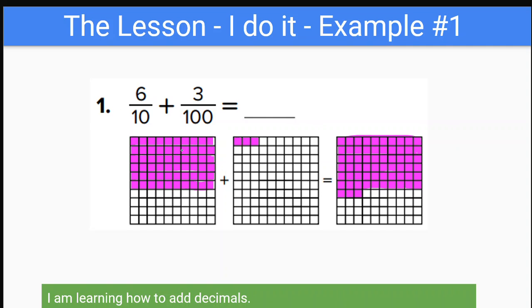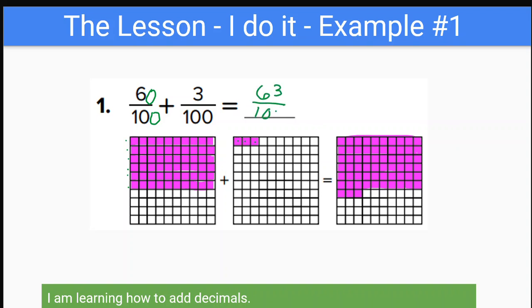Okay, so we have, here's 6/10, okay, because there's 6 rows, 1, 2, 3, 4, 5, 6. Here's 3/100, 1, 2, 3 out of 100 squares, and together we get 63/100. Now I got the 6 rows again, and I got my 3 right down here. Do you see it? Okay, so we could write this right here. You could also remember that you can make these both have the same denominator. If you put a 0 here, you have to put a 0 here. 60/100 plus 3/100 equals 63/100.